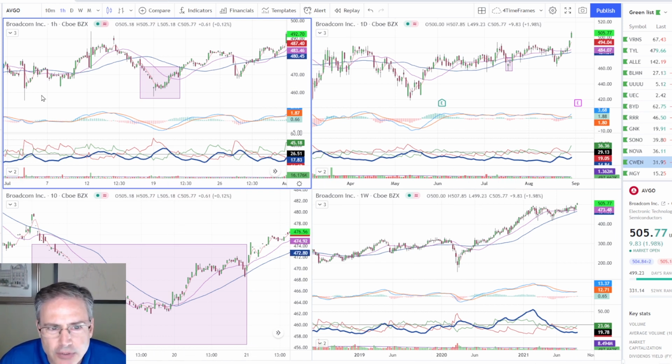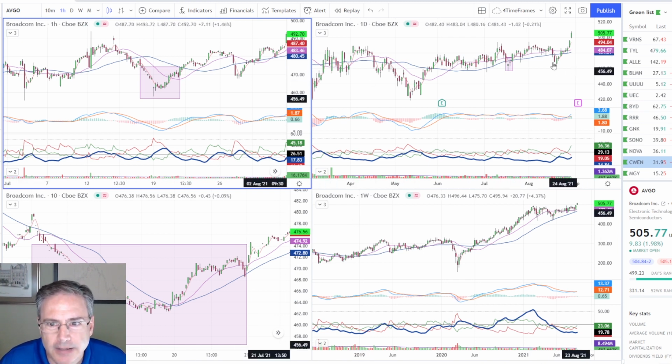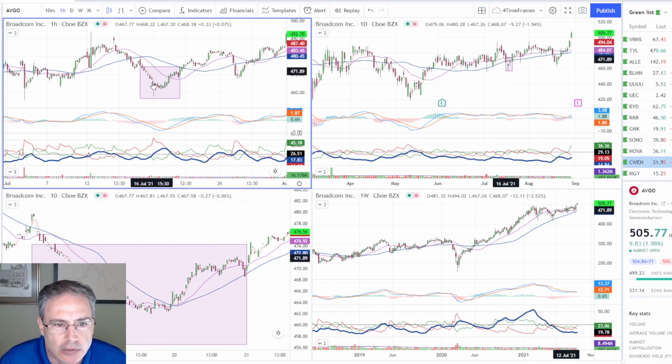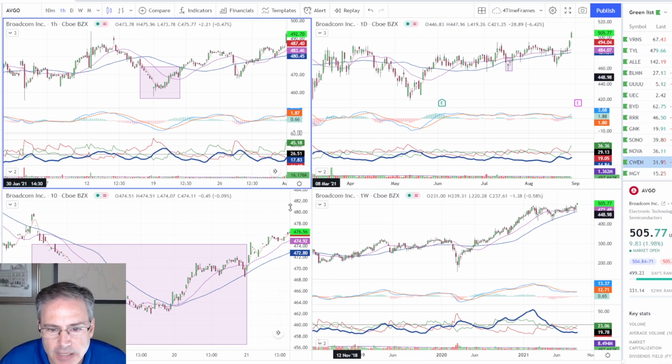So that's how I would determine whether I want to do the trade, how I would evaluate it from a daily chart, go down into the hourly, look for it stretched away, and then look for the trigger on the 10-minute.